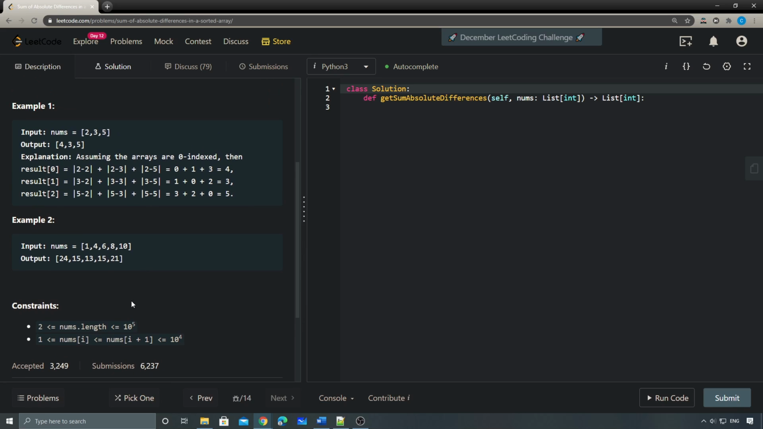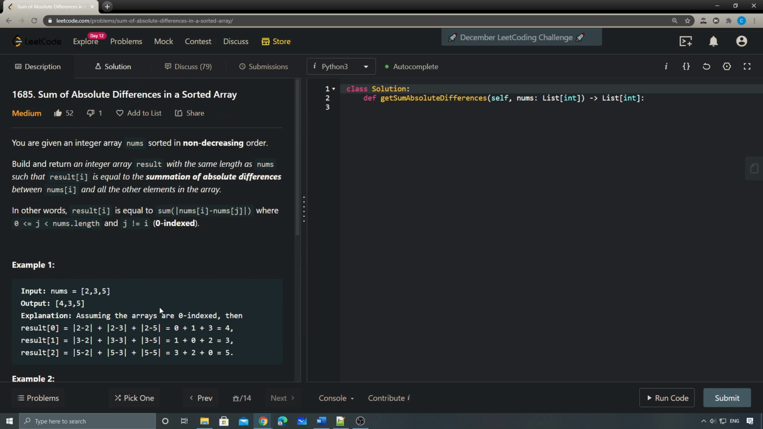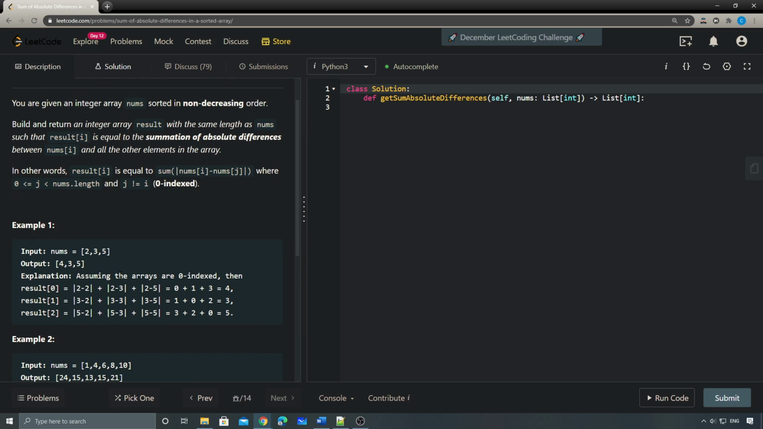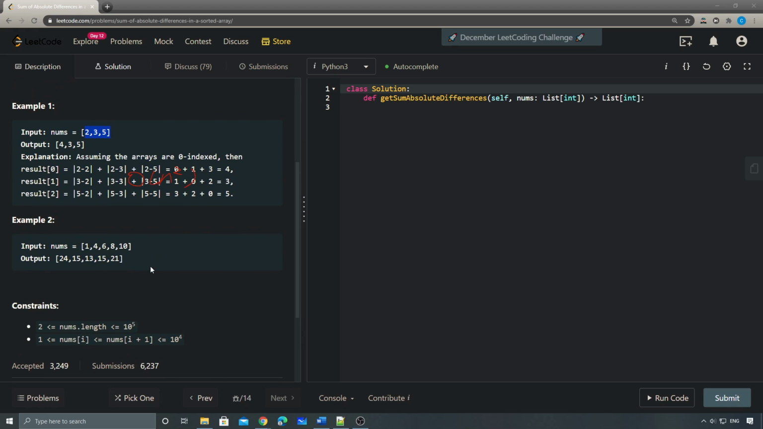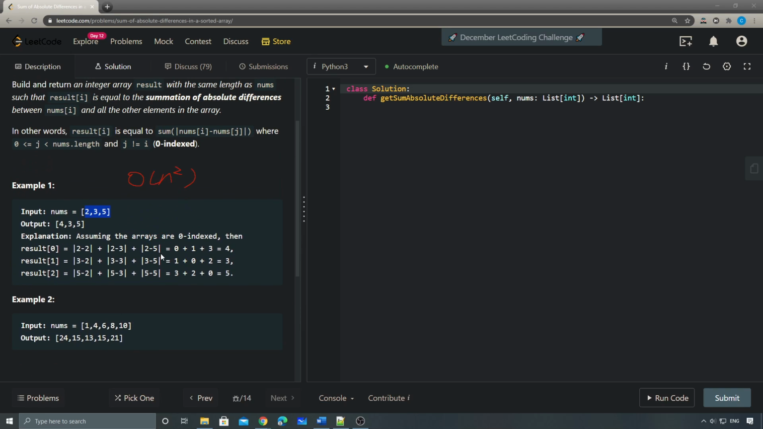And then if we scroll down, we have this constraint, 10 to the power of 5. Of course, a brute force way is, for each of the nums, we calculate and summarize its absolute difference with every other number, and then we get our answer. But it's an O(n squared) time solution, and it will most likely TLE. And actually it will TLE. That's why we cannot use a naive brute force solution.